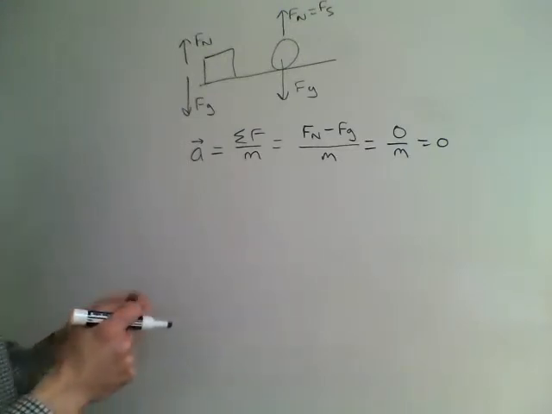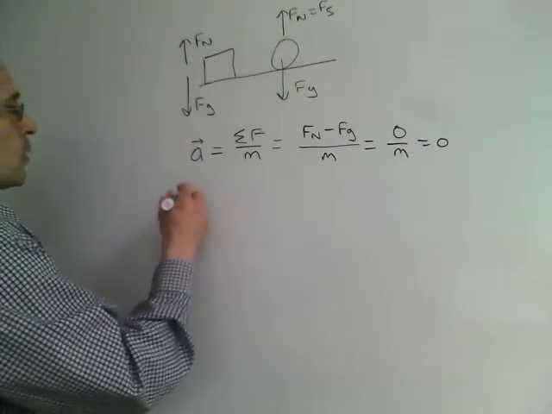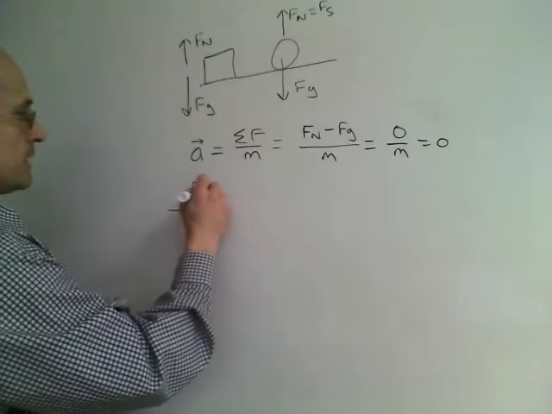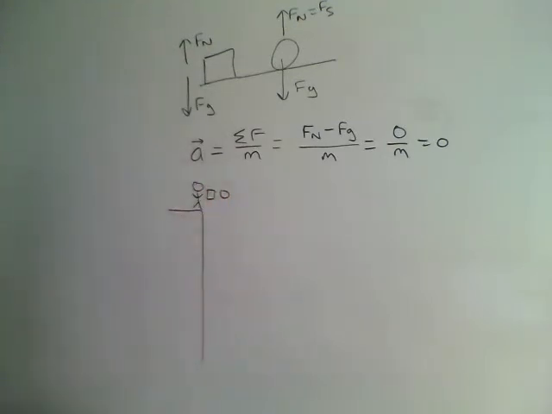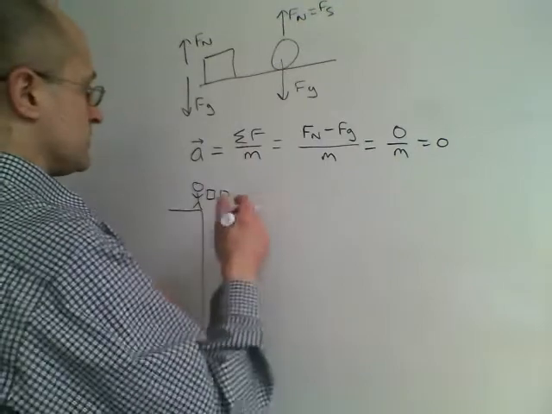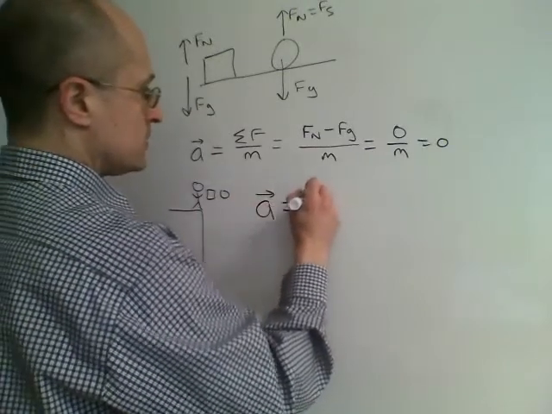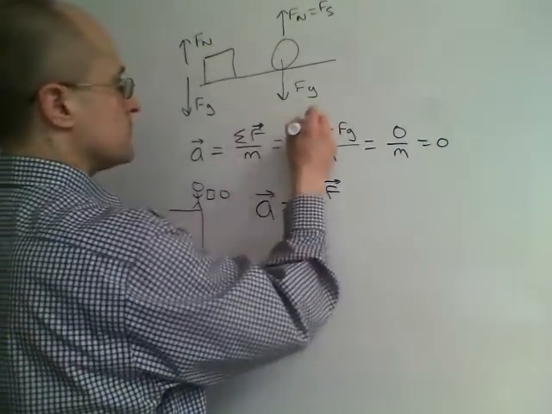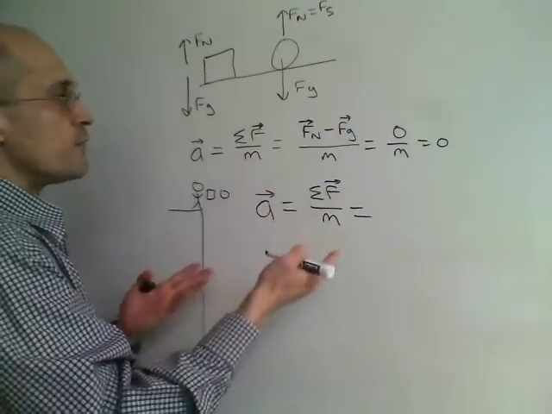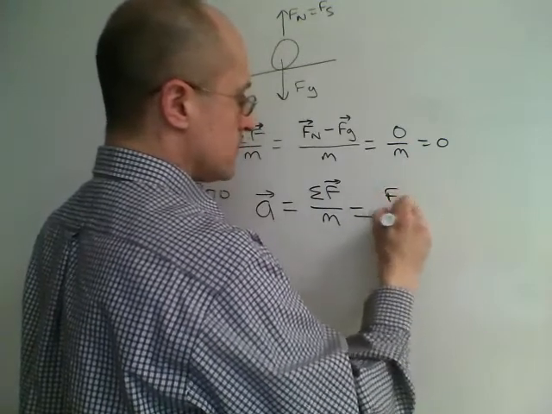Now, let's take our same objects that were just in equilibrium, and let's say you're standing on a cliff and you take either your block or your ball and you drop them, you let them go. Well, now what happens? Let's look at the sum of the forces. Now a is the sum of the forces over m, and there's only one force now, Fg. So you get your force of gravity divided by m.